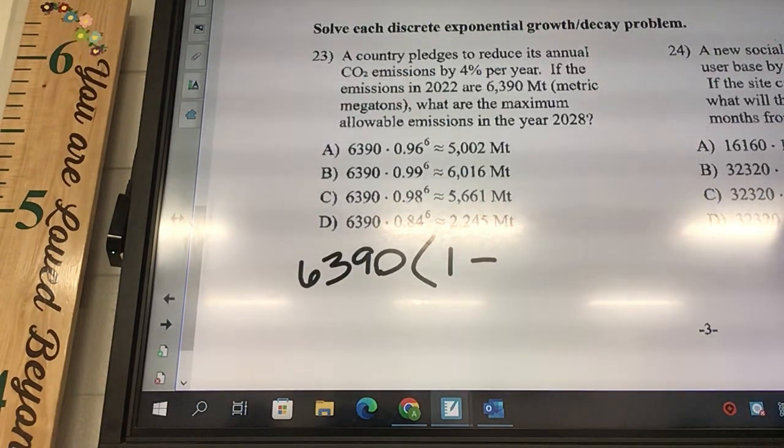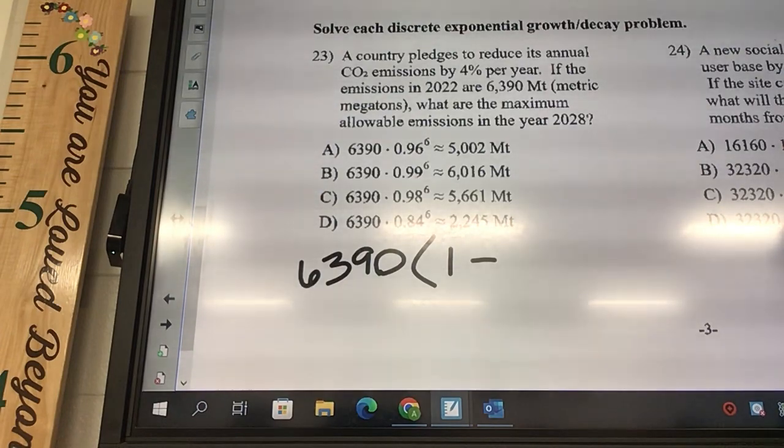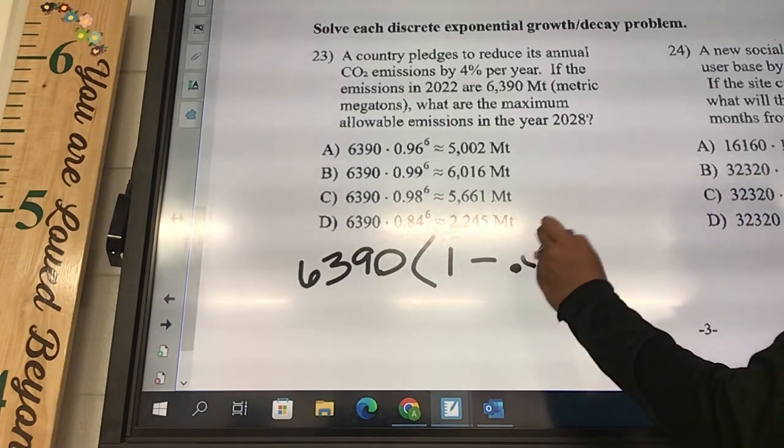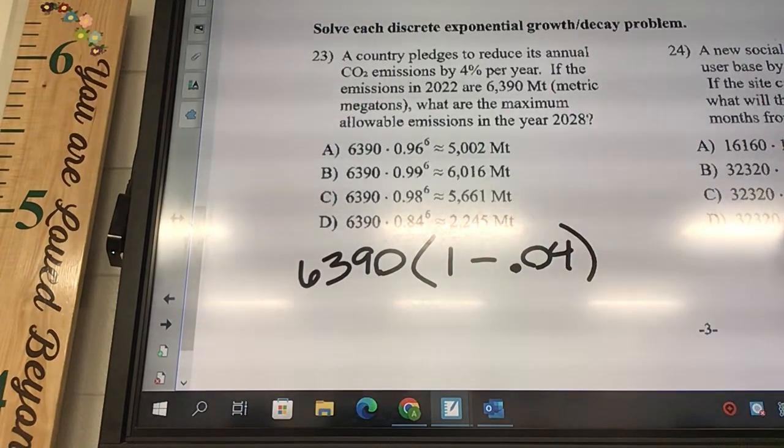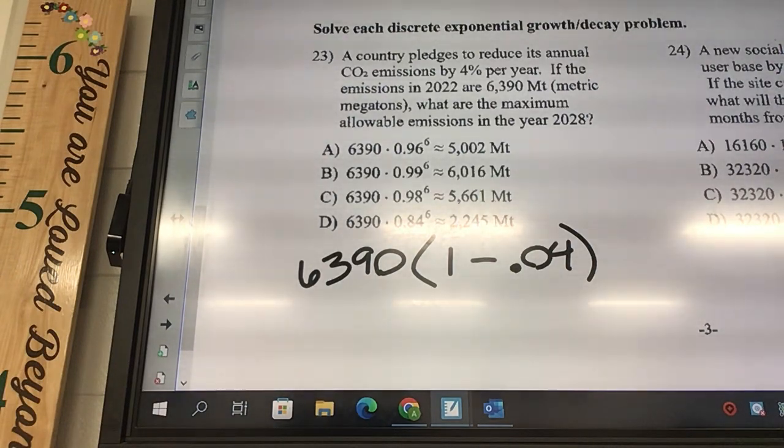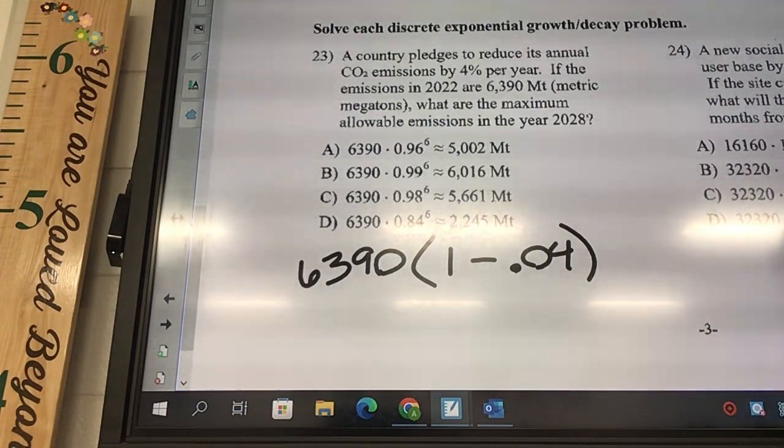What's going to be our percent? 4. Okay, what's that look like as a decimal? 0.04. To the what power? Why 6? Yes, so 2022 to 2028 is 6 years. So they're wanting to know 6. Okay, type that in your calculator and see what you get.